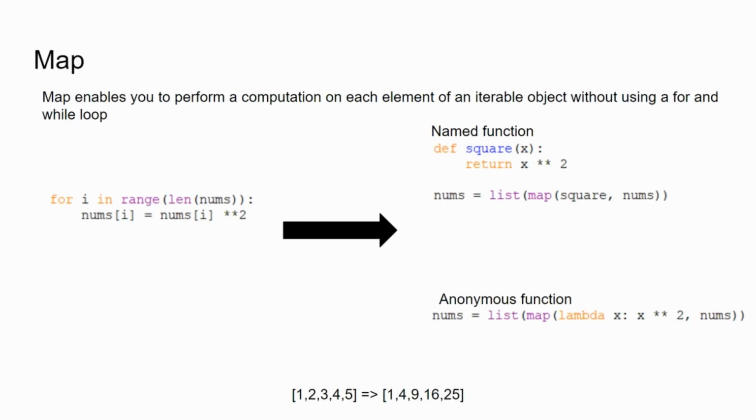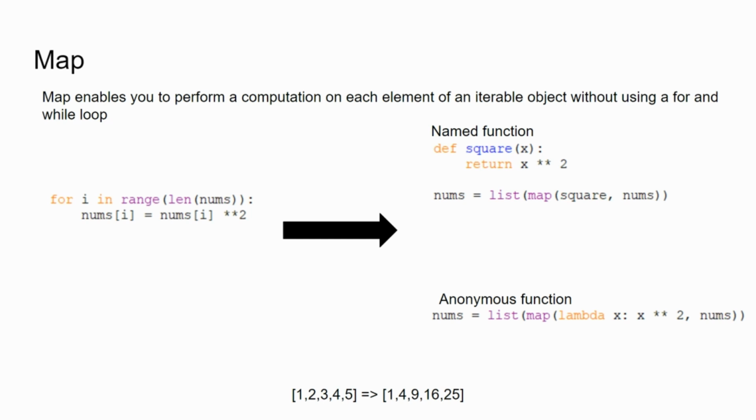Okay, so the first feature I want to introduce is the keyword map. A map enables you to perform a computation on each element of an iterable object. And by iterable object, I mean things like lists, tuples, anything that you continue to get a succeeding value from till you reach the end of that object. And you can use map without using a for or while loop.